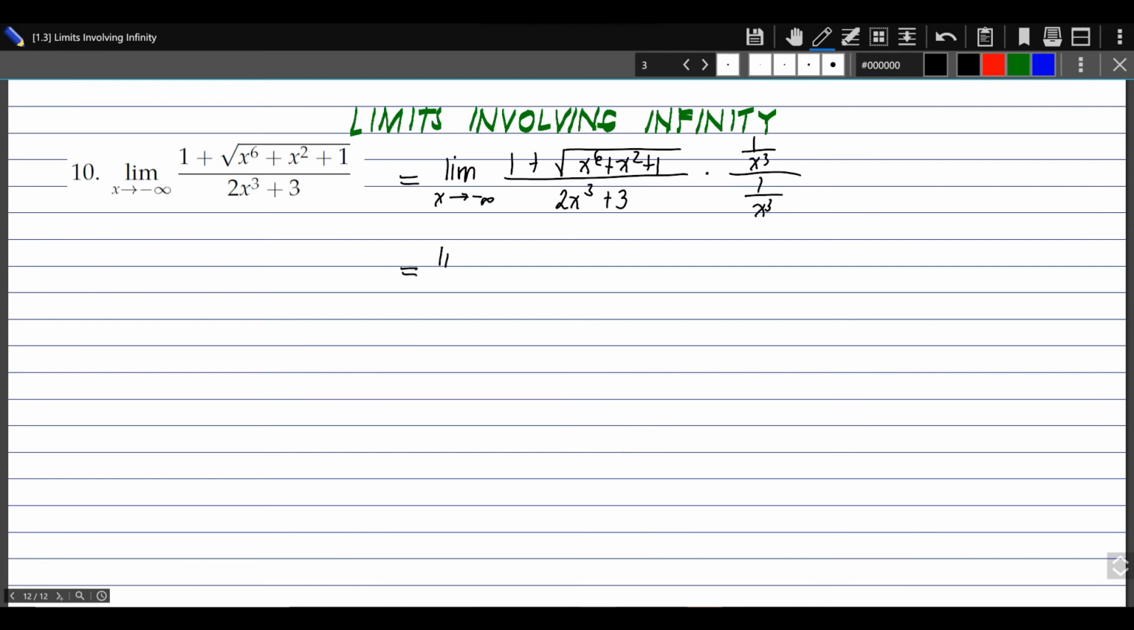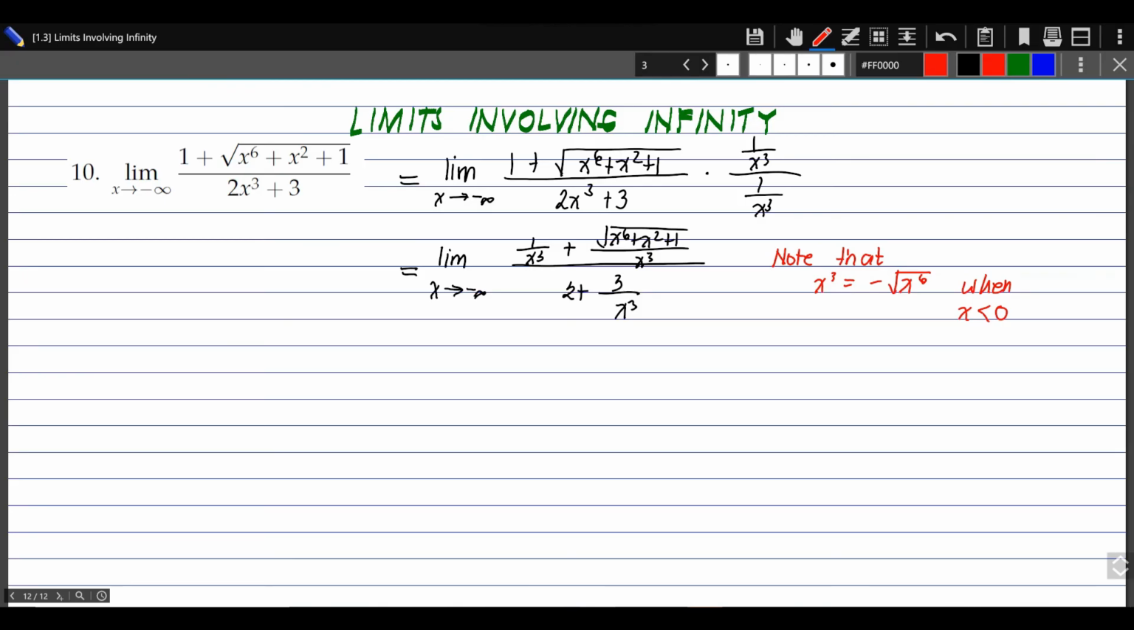Multiplying, this is equal to the limit of 1 over x cubed plus the square root of x raised to 6 plus x squared plus 1 over x cubed all over 2 plus 3 over x cubed. Now, since we eventually want to simplify the expression in the radical symbol here, note that x cubed is equal to negative square root of x raised to 6 for negative values of x.